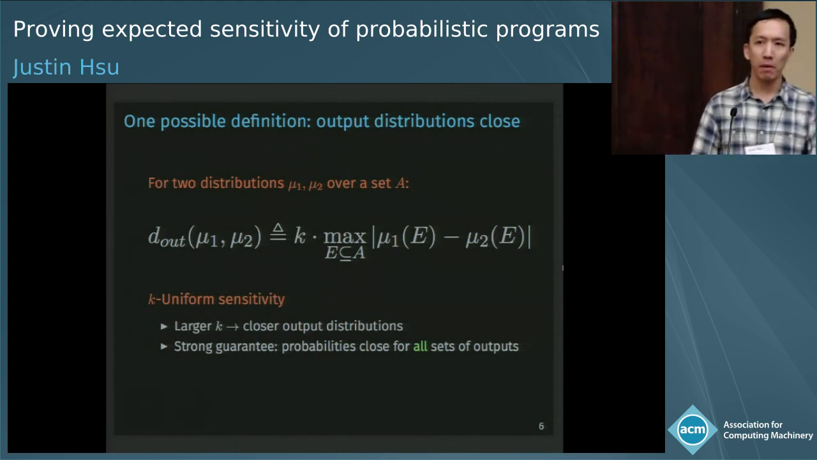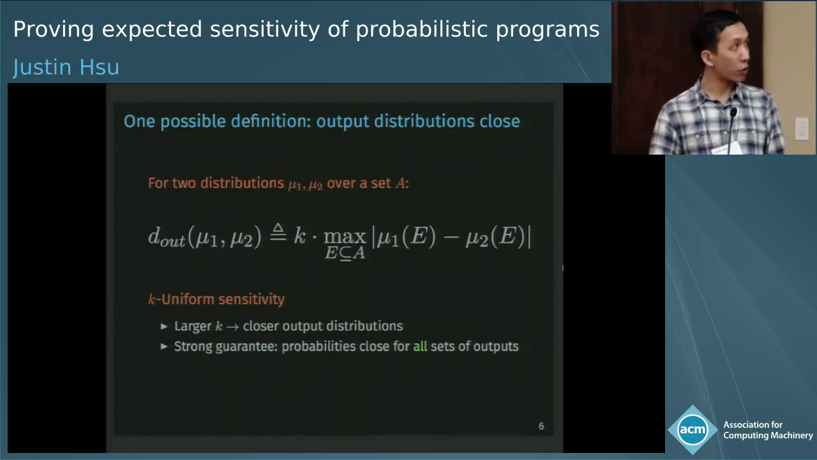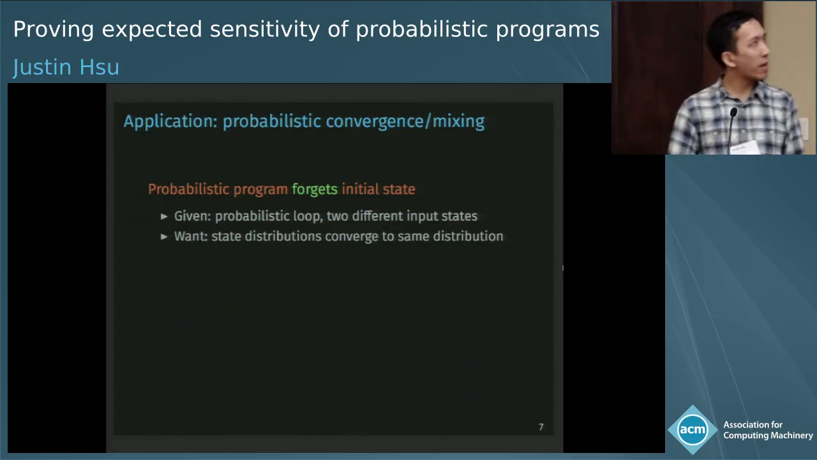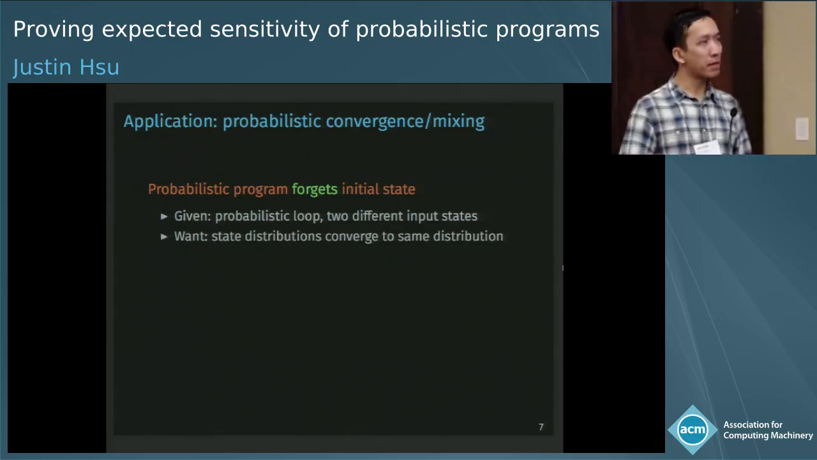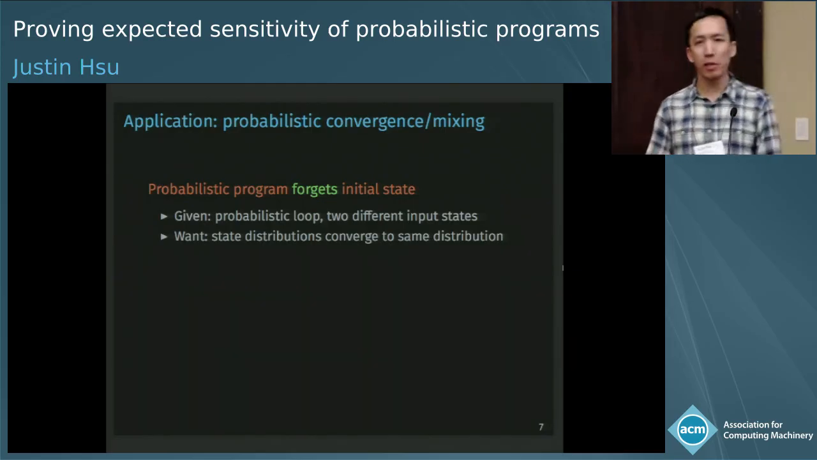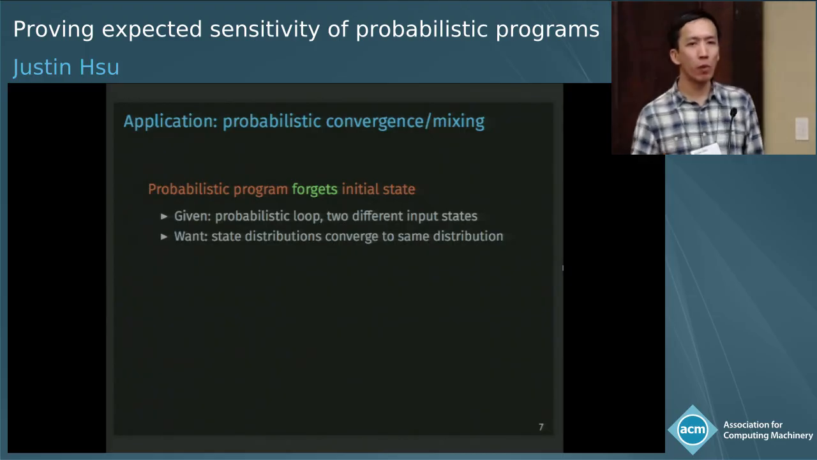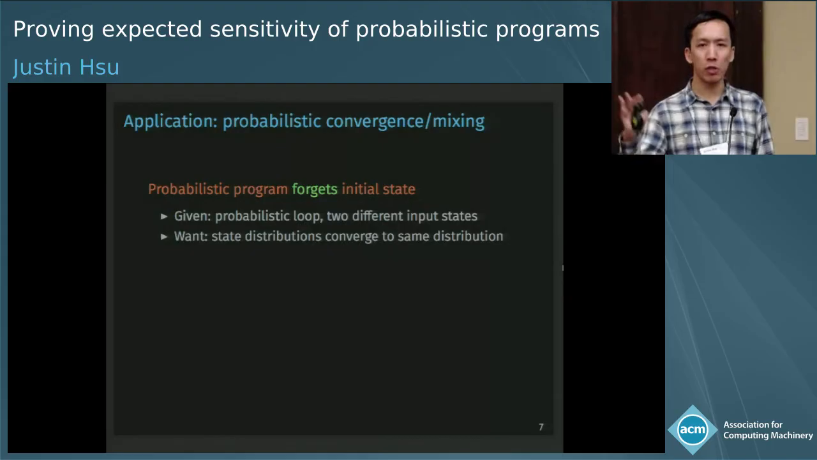All right? So I'll briefly sketch one application of this notion of sensitivity, the classical application for proving probabilistic convergence. In this setting, we often have a probabilistic program that is a loop, and we want to say that the loop forgets its initial state in some sense. So if we start from two different initial states and we run this loop for many, many iterations, we want to show that the distribution on outputs converges to the same distribution. So where you start doesn't matter.